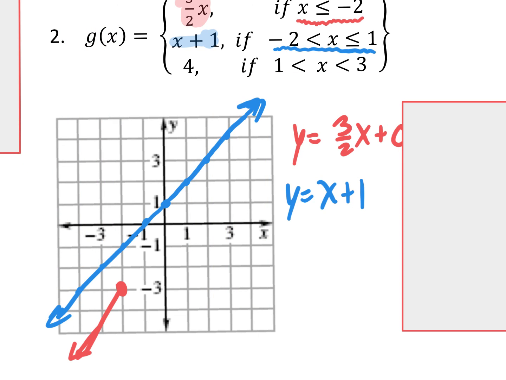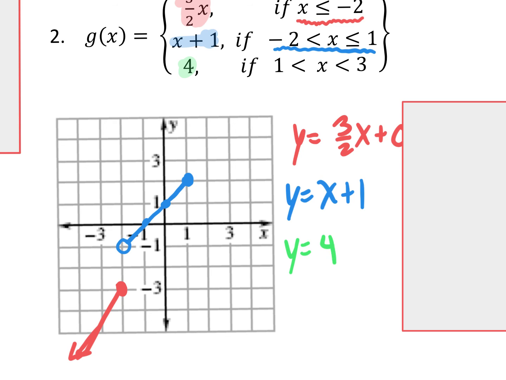So let's start erasing. It's going to be an open dot at -2 and a solid dot at +1. Open dot here, solid dot there. And then last but not least, we're going to jump to y equals 4. Do this one in green.